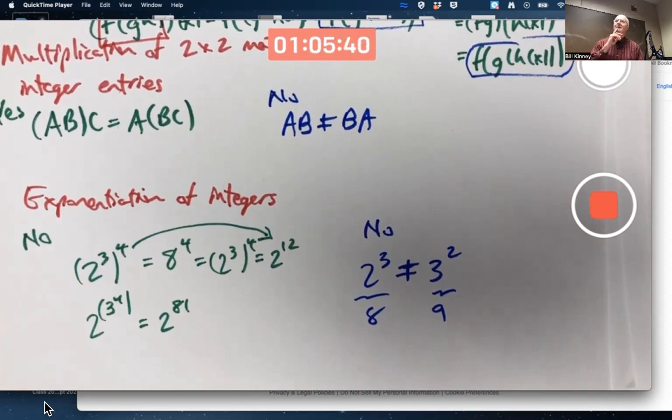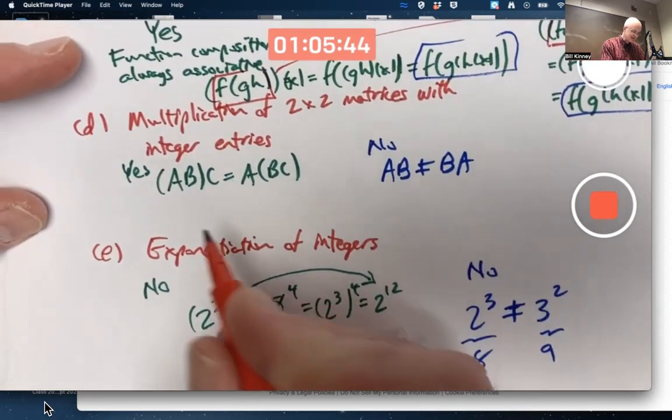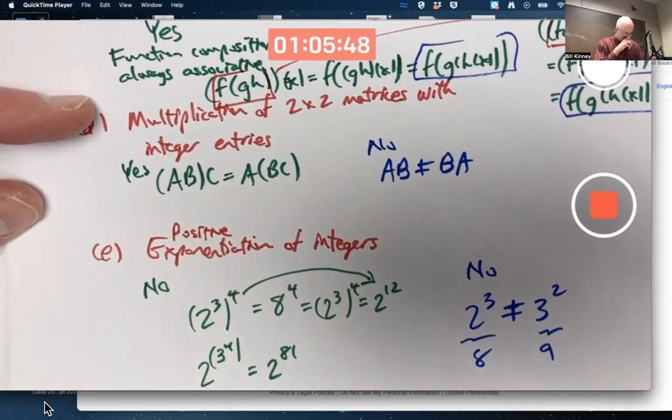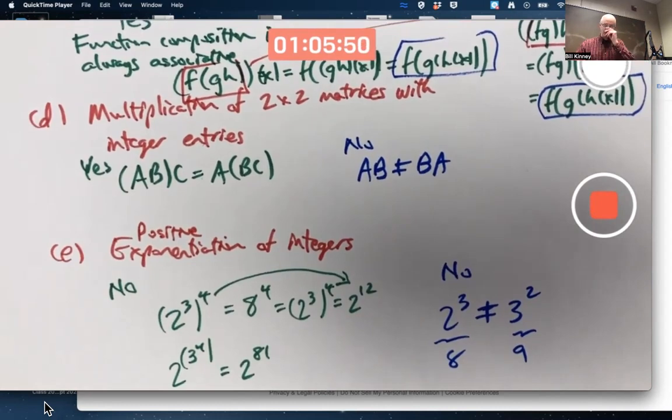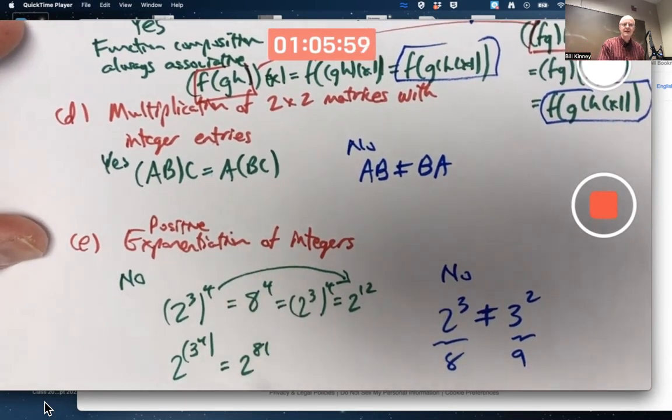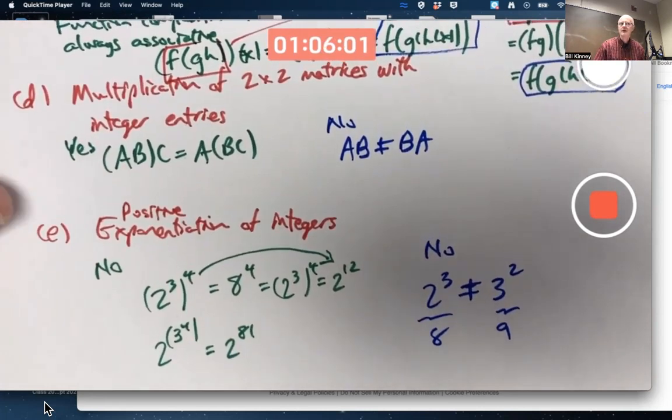Oh, the book didn't write positive exponentiation, but they probably should have. Positive exponentiation. Negative exponents don't give you integers, right? 2 to the negative 1 is 1 half. So they maybe should have added the word positive in there. But in any case, the answer is still no in both cases.